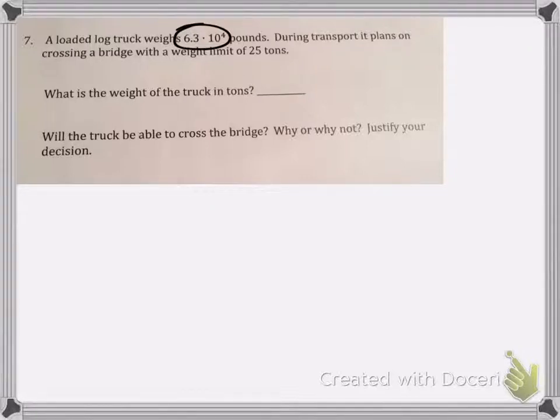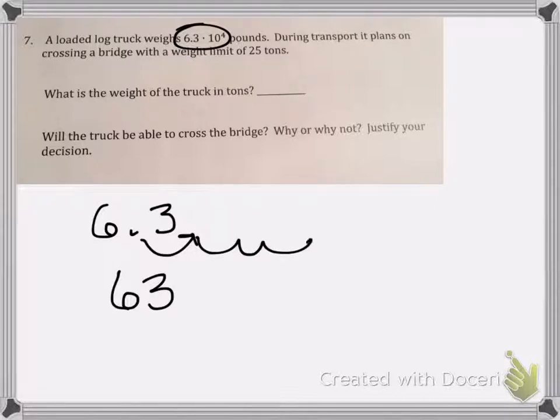You could, if you'd like, convert that into standard form, where we'd have to move the decimal 4 spots. And once you've moved 1 spot, you've run out of room. So that means there would be 3 placeholders at the end. We know that truck weighs 63,000 pounds.